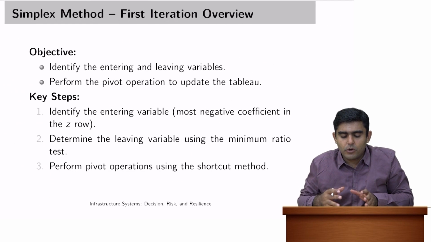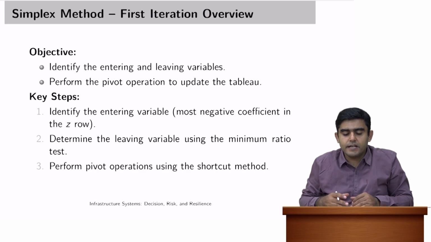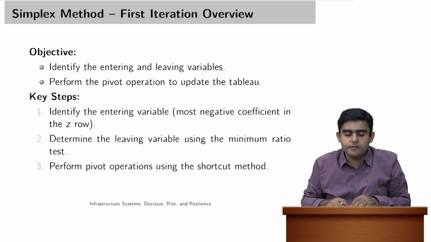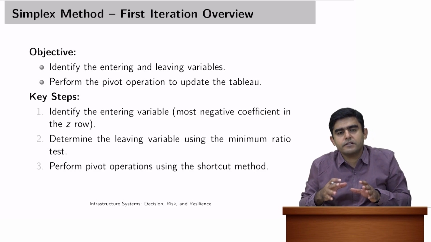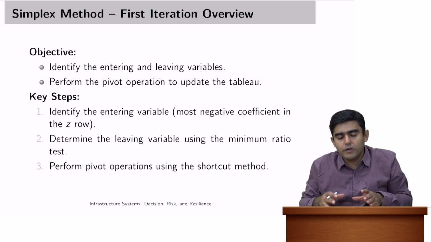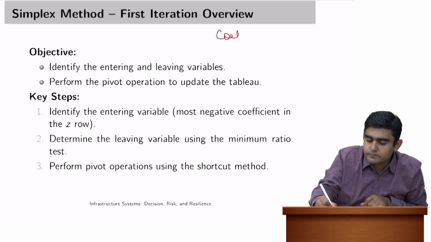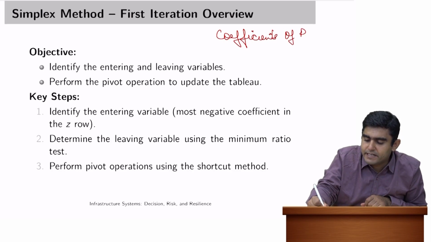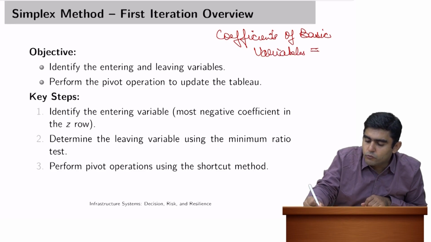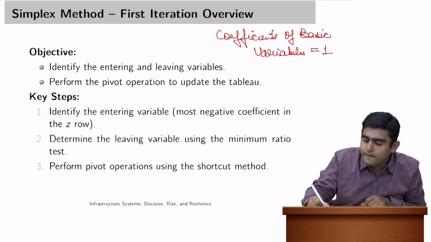This entire operation is called the entry variable, exit variable, and pivoting operation, because we would always try to keep the coefficients of basic variables equal to 1 only in one equation.